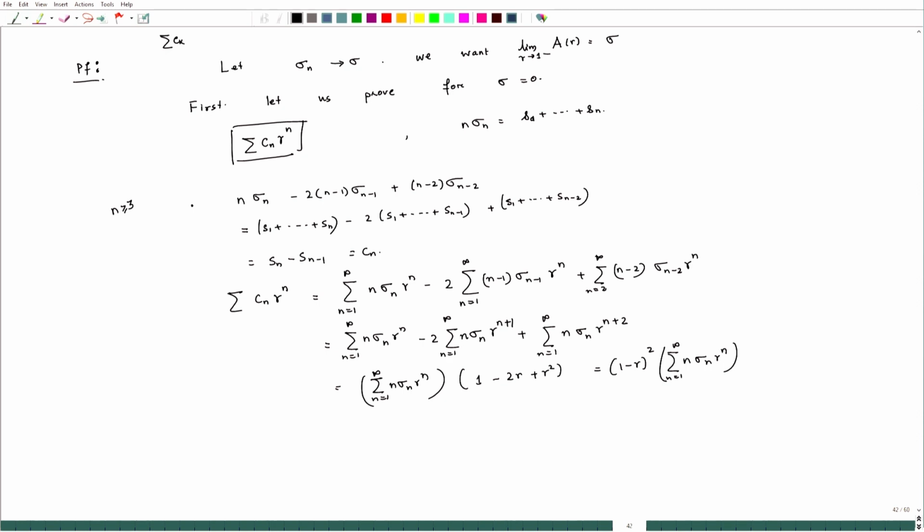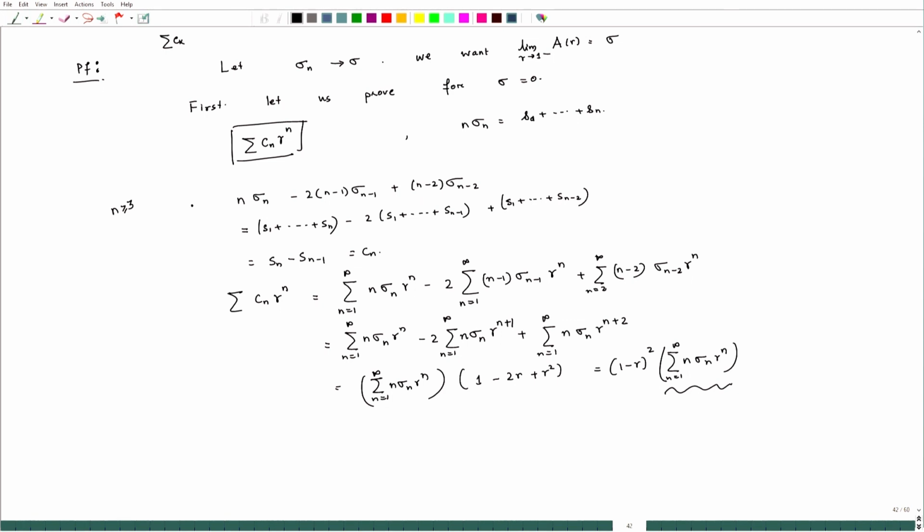Now, we are interested in r goes to 1. If we can control this, then the limit as r goes to 1 is going to give us 0. Okay. So, now what do we know? We know sigma n converges to 0. That means, for epsilon positive, there exists an n sub naught such that mod of sigma n is less than epsilon for all n greater or equal to n sub 0.